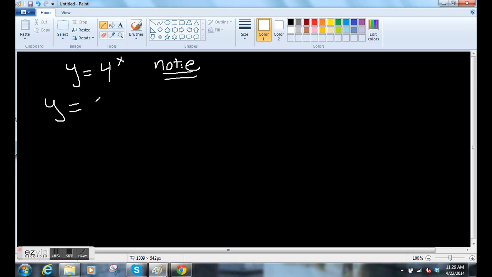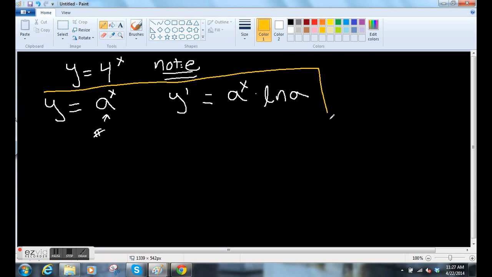If you have a function that is y equals a to the x, where a is some number, then the derivative of that function is equal to a to the x, you leave it alone, make your carbon copy, times the natural log of a. And again, I'm not going to ask you to derive this, I'm just going to ask you to use it. So here is your rule. And here is an example of how this would look.